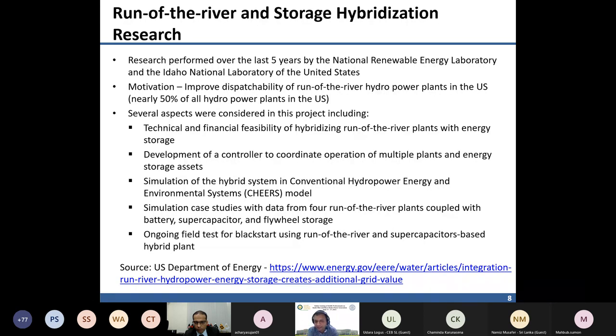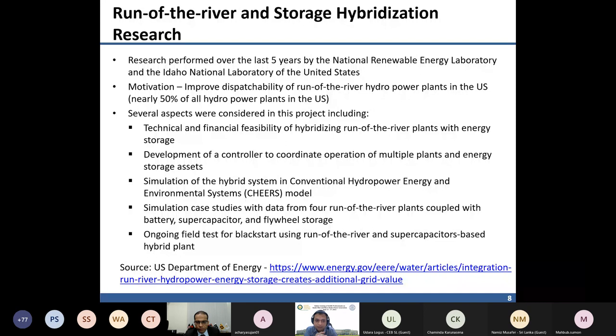And the reason I put these aspects here is that in case some of you have interest in this kind of a hybridization activity, these aspects that they consider give you an opportunity to look into what are the different things you should consider before going for such a hybridization project.